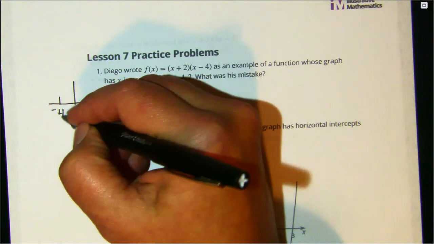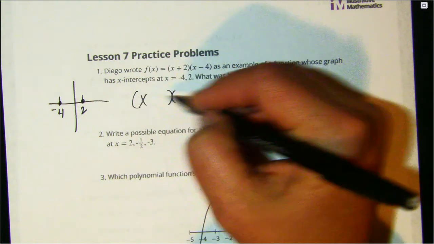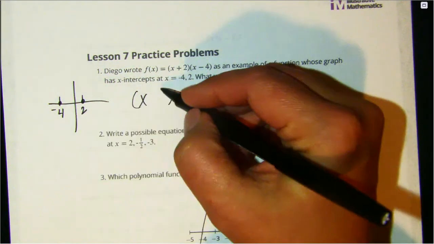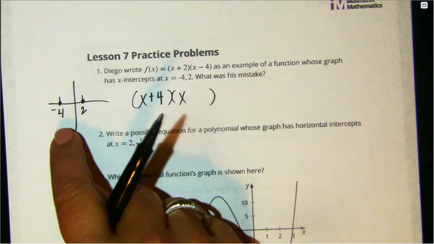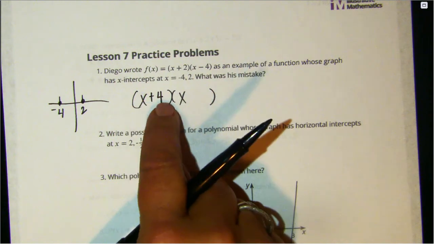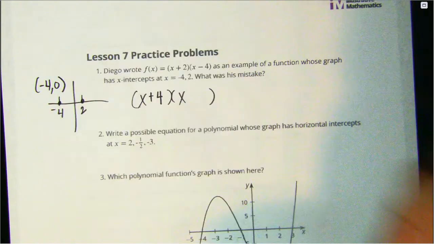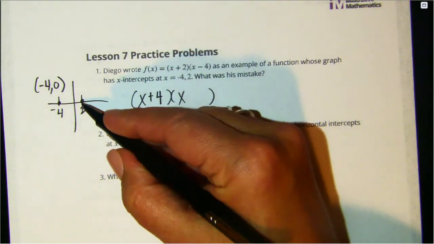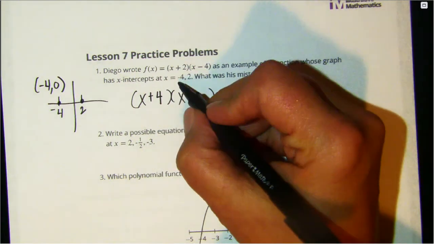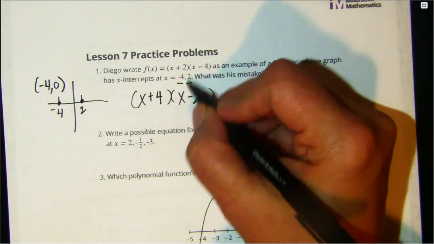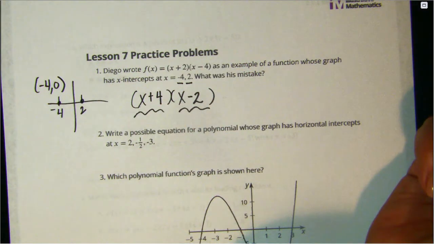at negative 4 and positive 2, then the factors, right? Negative 4 turns this factor into 0, so that'd be plus 4, because if I put a negative 4 in there, negative 4 plus 4 is 0. That's why you have the point negative 4, 0. And if it touches at positive 2, then this needs to be negative 2. So he just took the zeros and put those in. But when you're writing the factors, it's the opposite of the zeros.